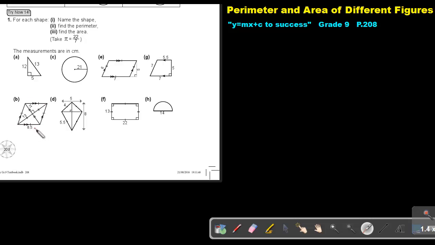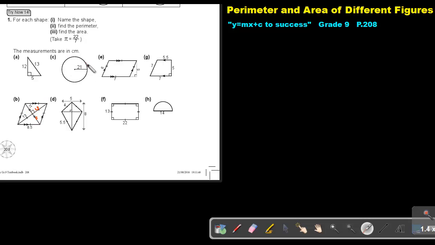Now look at the information. You don't have the height, but you have the diagonals. You know that the diagonals bisect each other. So basically, if this is 13, this is 13. If this is 11, this is 11. So this diagonal will be 26 and this diagonal will be 22. So if you calculate the area, it's going to be half the product of the diagonals. So it's going to be half times 26 times 22.